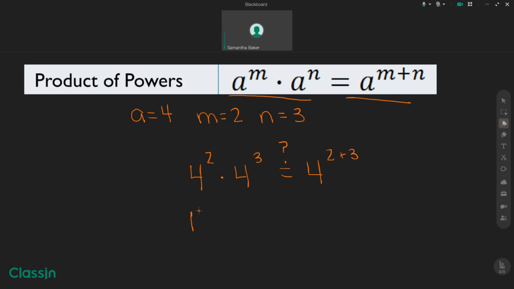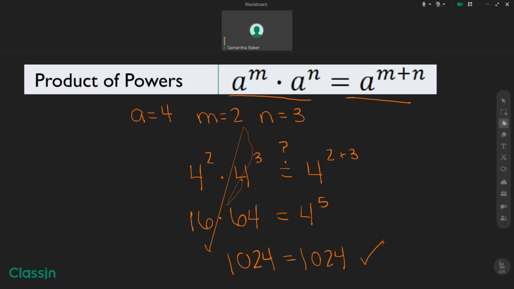4 squared is 16, 4 cubed is 64. I simplify the right side, 4 to the 5th. Simplify both sides. 16 times 64 is, oh shoot. Sometimes this 10 jacks up on me. Okay, so 16 times 64 is 1024, and 4 to the 5th is also 1024. So I just gave an example of that statement.